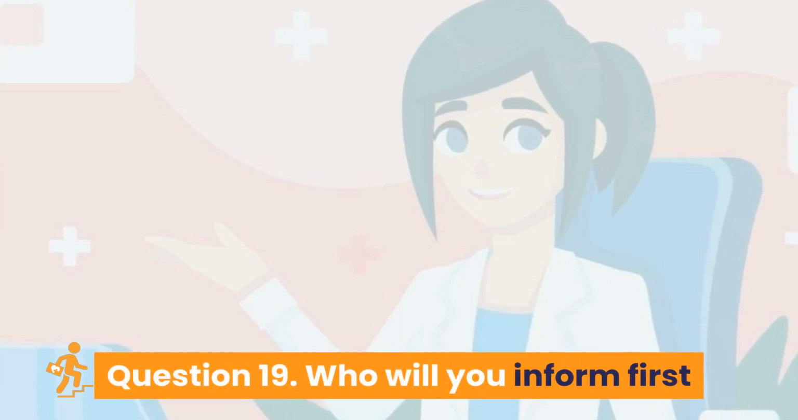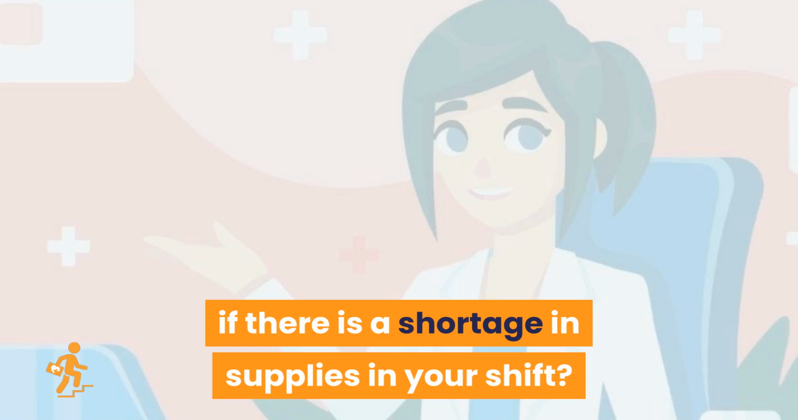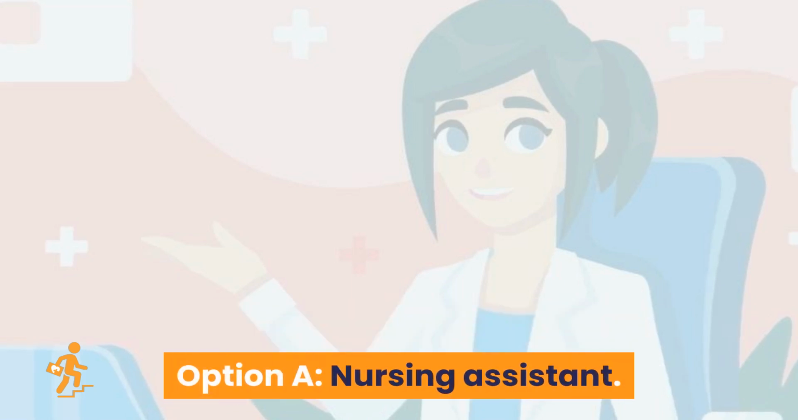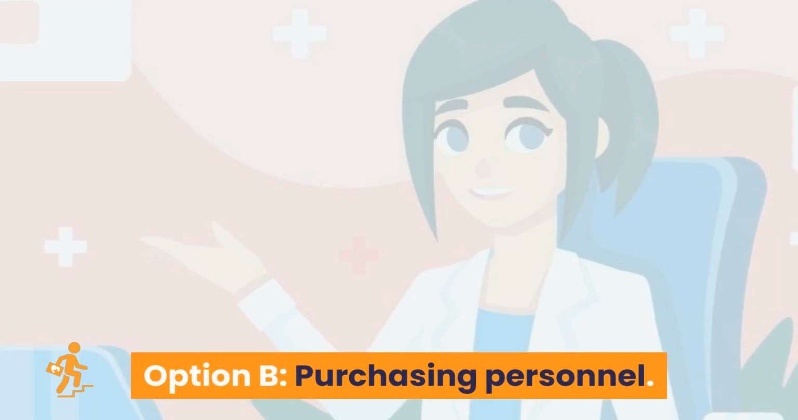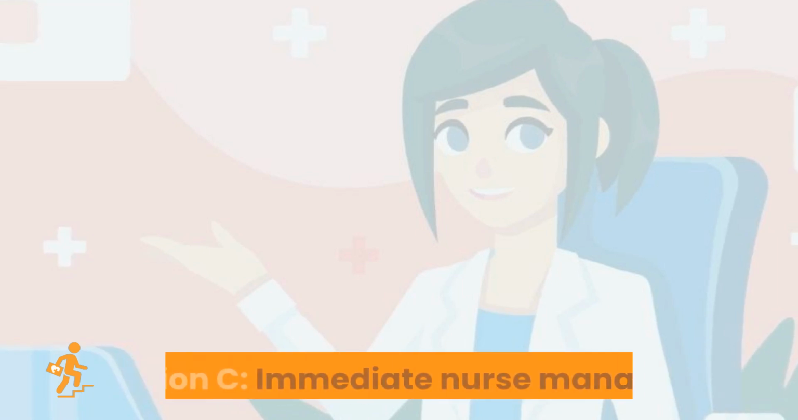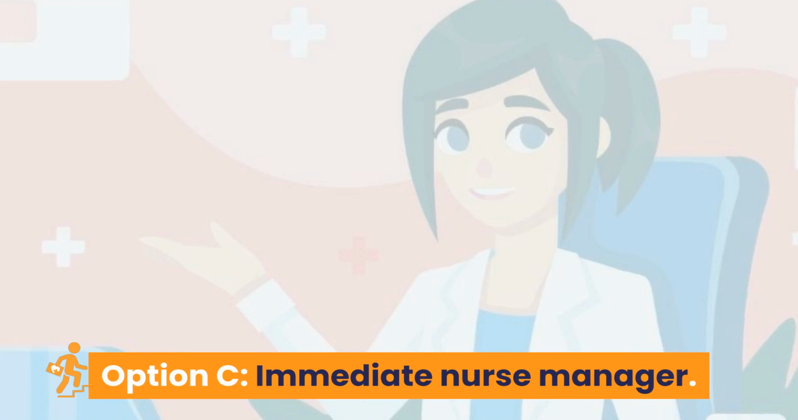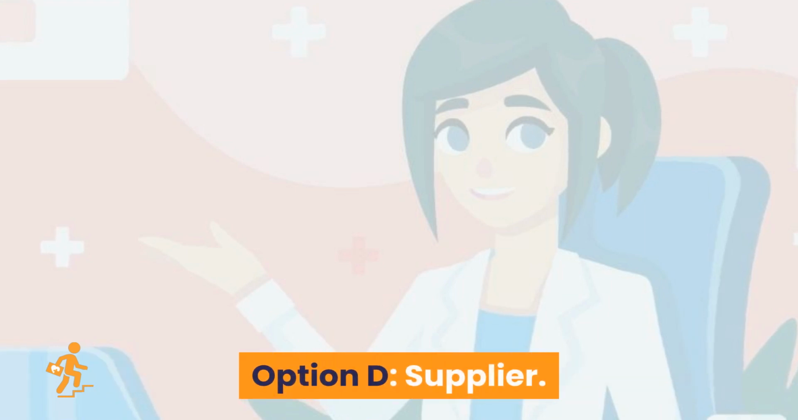Question 19. Who will you inform first if there is a shortage in supplies in your shift? Option A. Nursing assistant. Option B. Purchasing personnel. Option C. Immediate nurse manager. Option D. Supplier.